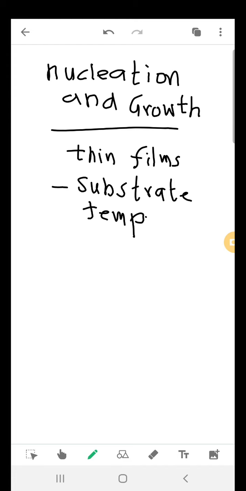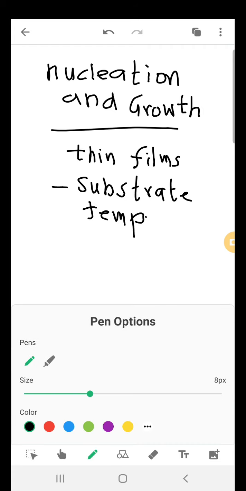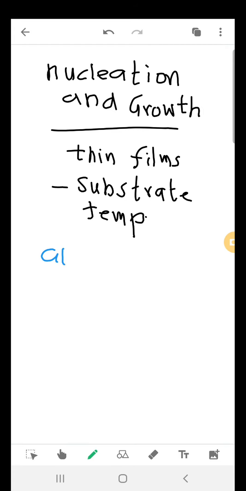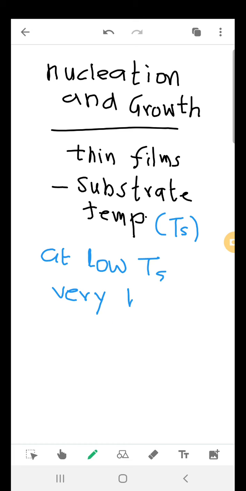Now at low substrate temperature, call it Ts. So at low Ts, what we get is a very high supersaturation critical nucleus.